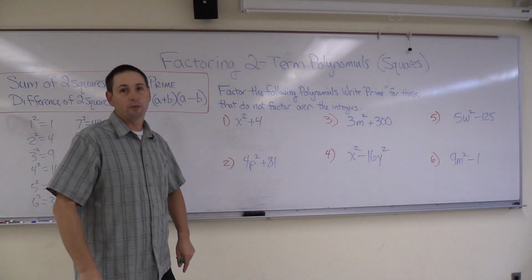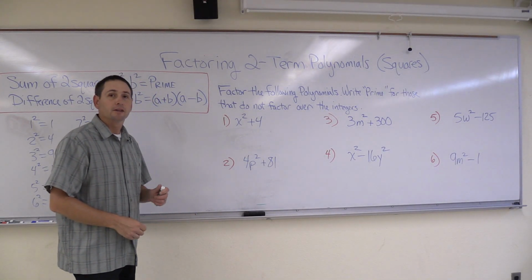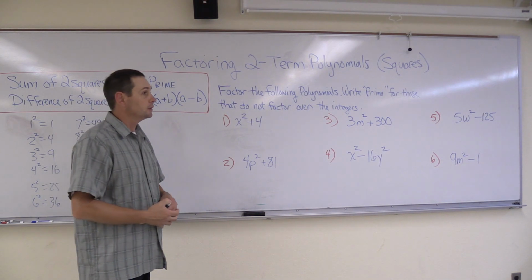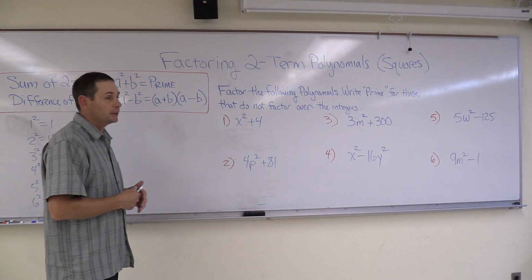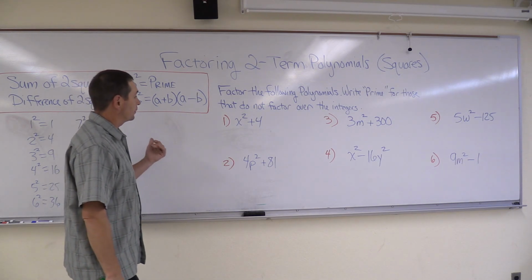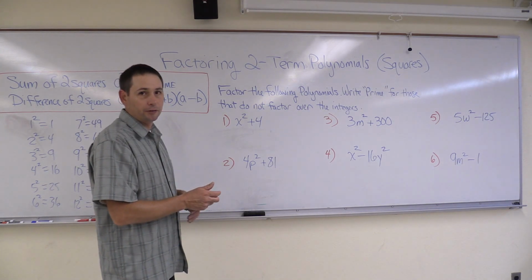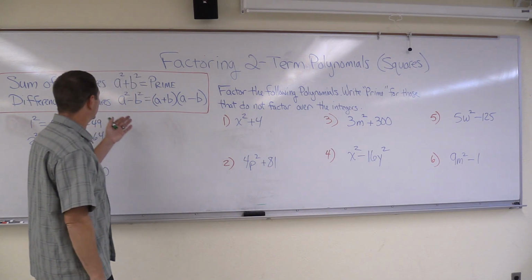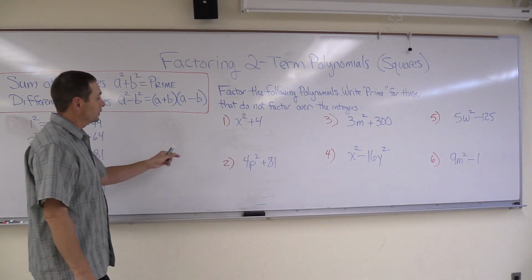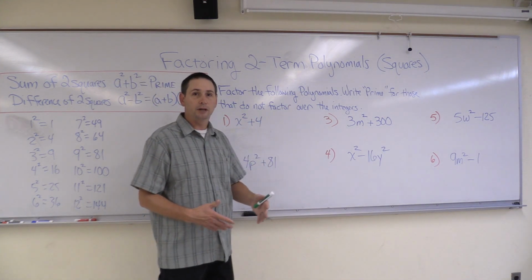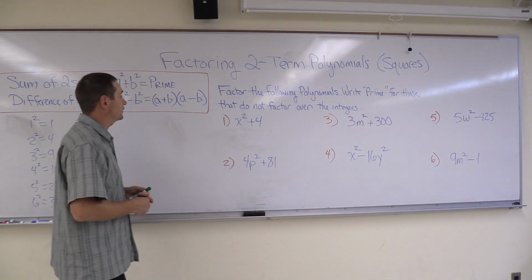Factoring two-term polynomials, and more specifically looking at the sum and difference of two squares. The first thing that jumps out to me when I'm factoring these kinds of problems is they're two terms. When I'm given that kind of problem, I'm thinking special factoring formulas because they are two terms. The other thing I'll glance at is the power. The power is a 2, I'm thinking, okay, squares.